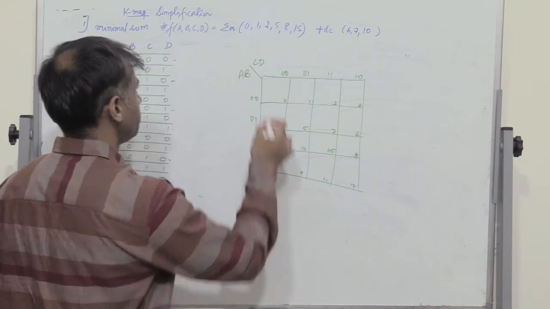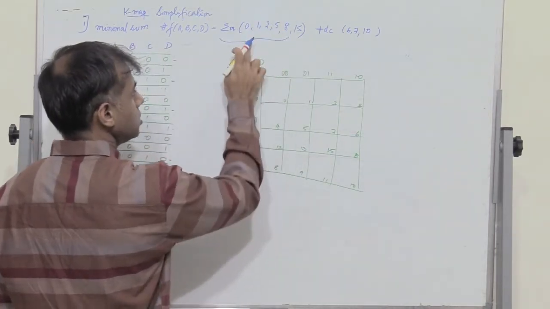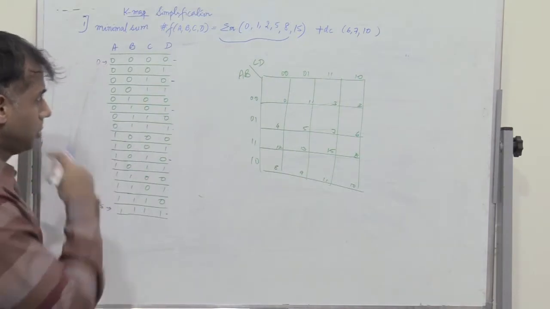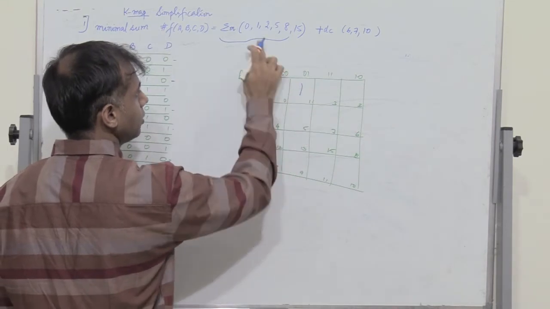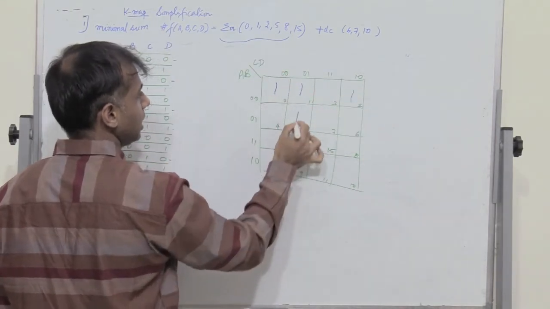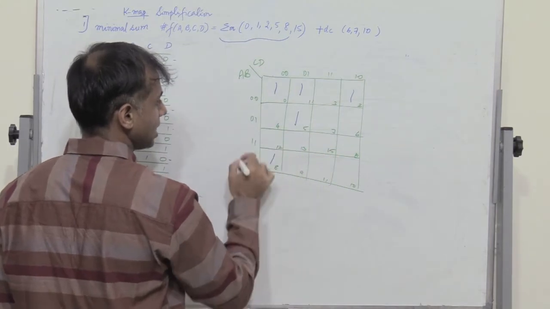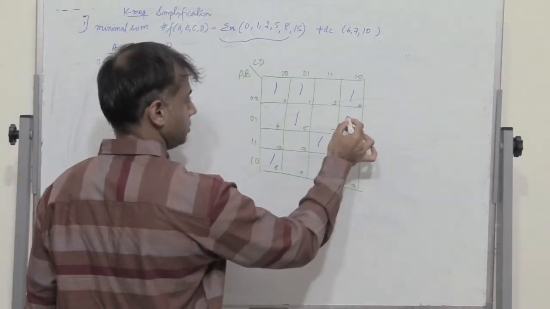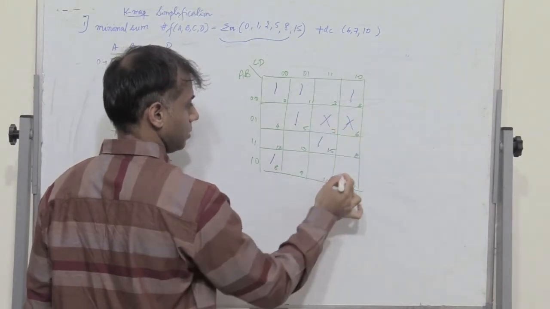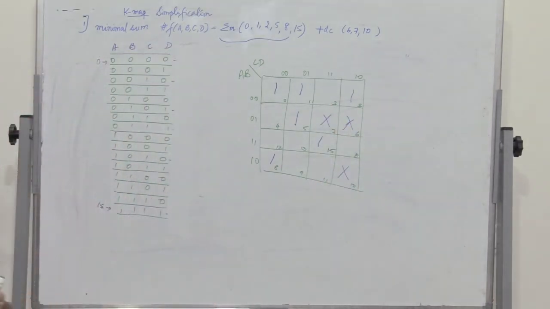So if you assume that this is the problem, here I have a 1, the output is 1, where A, B, C, D is 0, right? So I have a 1 here, a 1 for 1, 2 is 1, and I write a 1 for 5, 8 and 15. Then we also have don't care elements for 6, 7 and 10. So I can use these don't care elements, I can group the don't care elements so that we get a better simplified expression or a minimal sum.